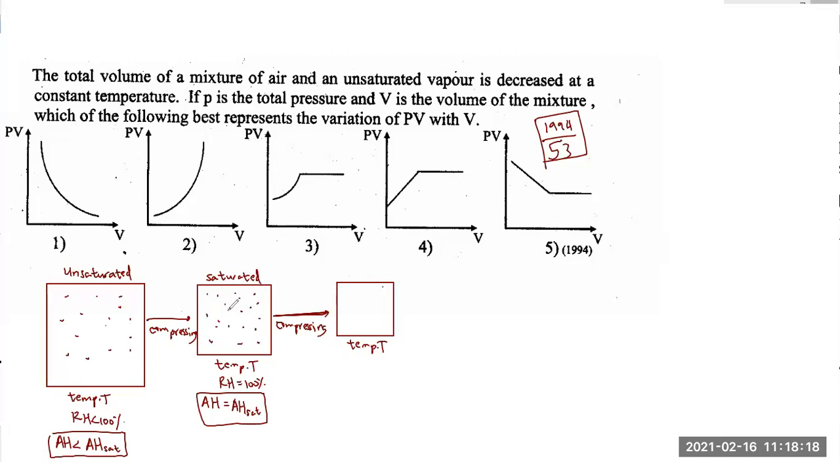Right. And after that, what will happen, people? After that, dew will be formed. Dew is going to form, and water vapor is going to be there. It's going to still remain saturated, but dew is going to be formed if you reduce the volume even more. RH will remain at 100, and absolute humidity will remain that of saturated vapor. It will not change. Once the air sample becomes saturated, if you don't change the temperature, absolute humidity will not change. But the question is not about RH or absolute humidity.